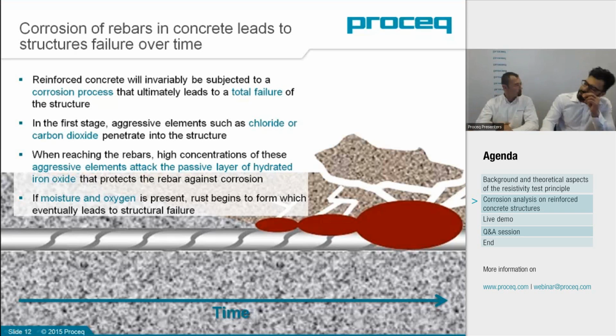So electrical resistivity, you'd say, becomes a systematic quality control tool for us to monitor the behavior of a structure over time. Absolutely. Fantastic.